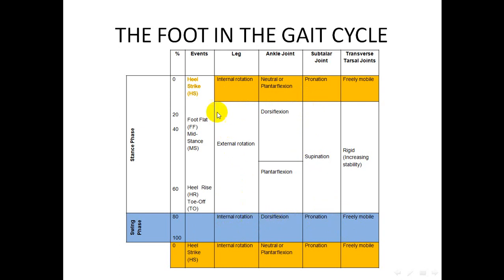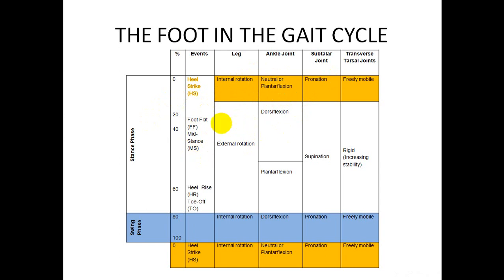Now we'll come to the stance phase, which begins with the heel strike. At the heel strike, the leg is just coming from the swing phase, so it's still in internal rotation. So the subtalar joint is pronated and the transverse tarsal joint are freely mobile, with the ankle joint neutral or in plantar flexion. How neutral or plantar flexion? By the plantar flexors? No. By the gravity alone? No.